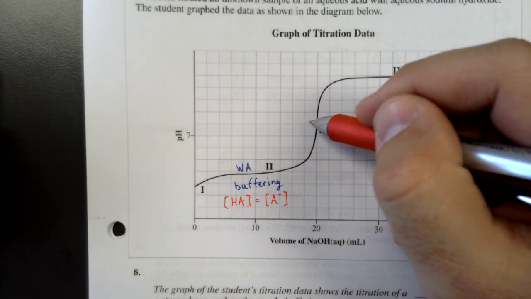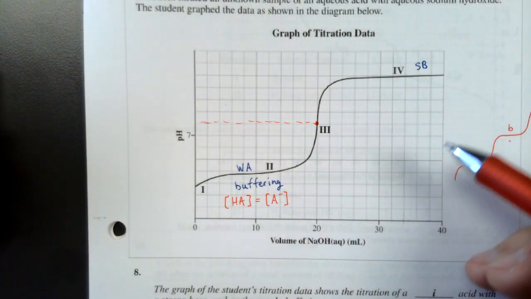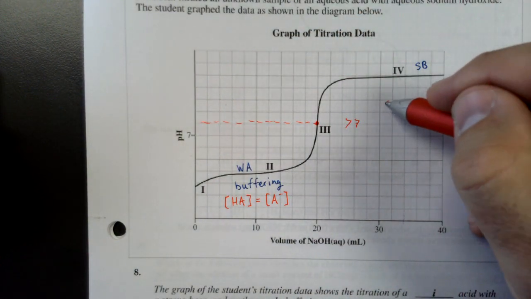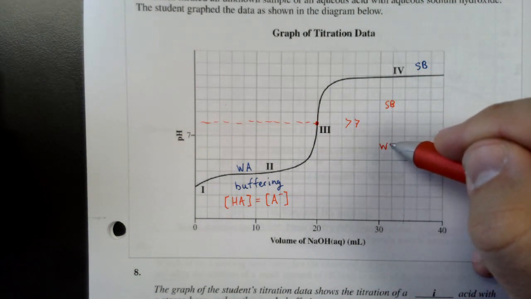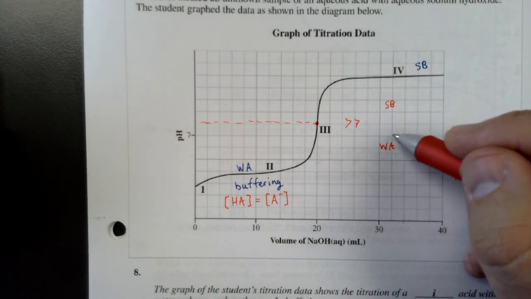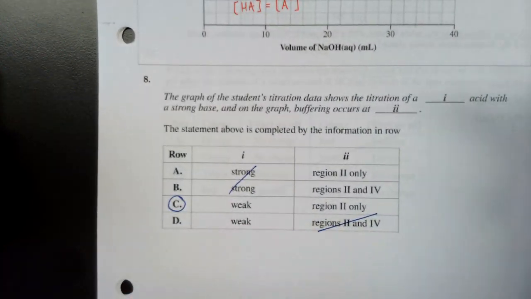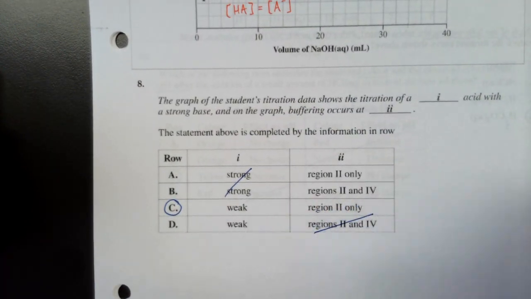And because we see that that equivalence point is just greater than 7, it means that it's shifted more toward the strong base and less toward what must have been a weak acid. So with that in mind, we have a weak acid and buffering at region 2.